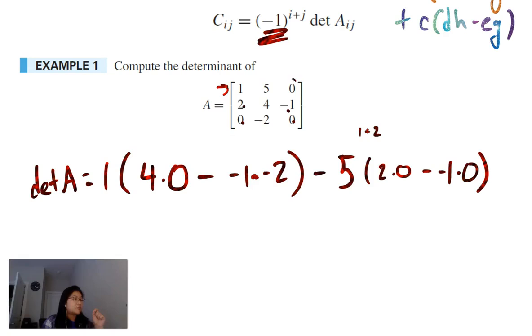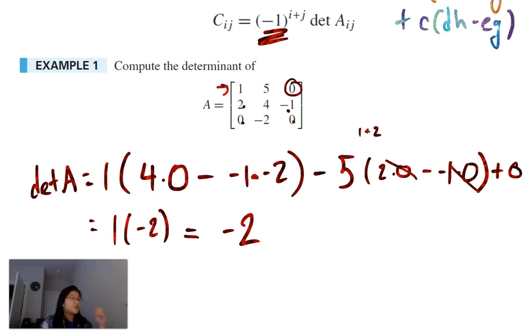And then we have 0, which is just going to give us plus 0 times whatever. It doesn't matter because it's 0. And that simplifies nicely. We get 1 times negative 2 minus 5 times 0, which is 0. So this equals negative 2. So our determinant for A is negative 2. And that's non-zero, so that's nice, because that tells us that our matrix A is invertible.